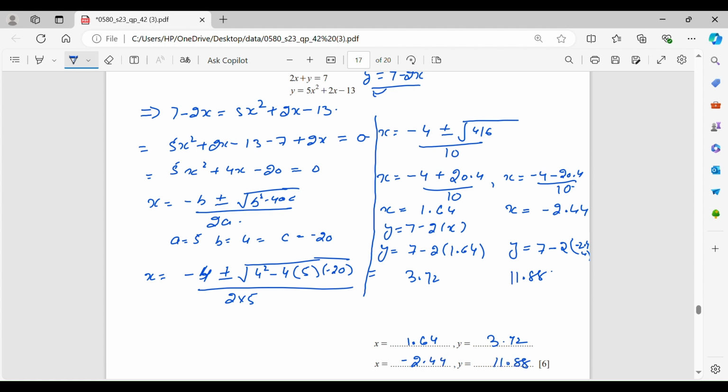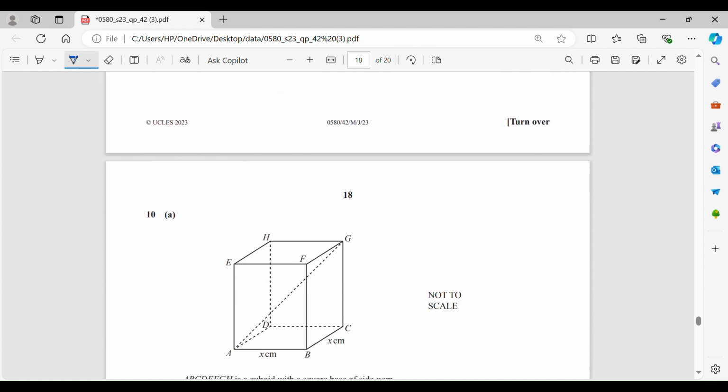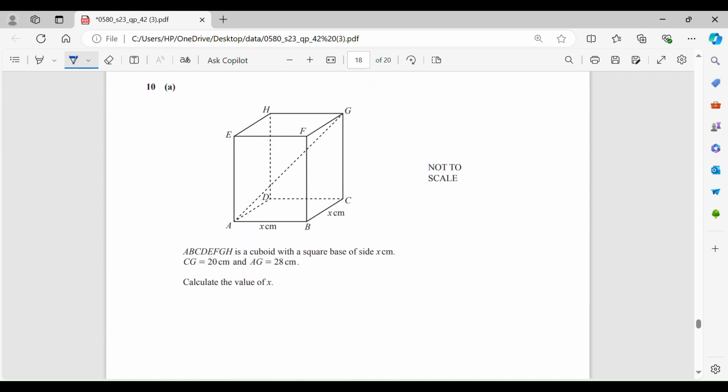So next is question number 10. Now ABCD is a cuboid with a square base of side x centimeter. So CG, this length, this is 20 centimeter, and AG is 28 centimeter, right? So calculate the value of x. So we need to find the x value. So AC, let me join the AC.